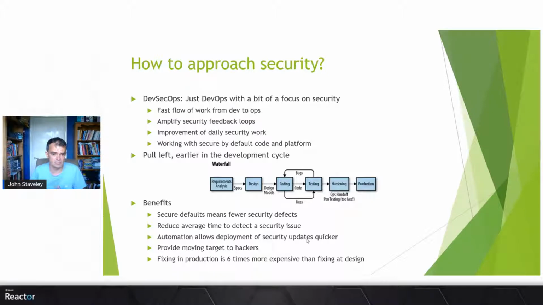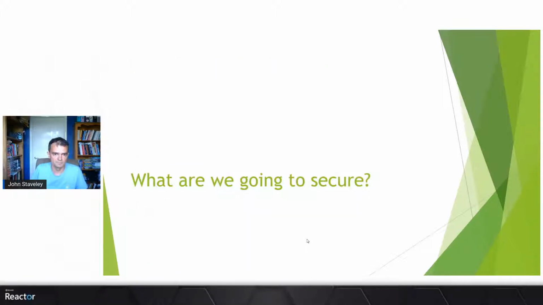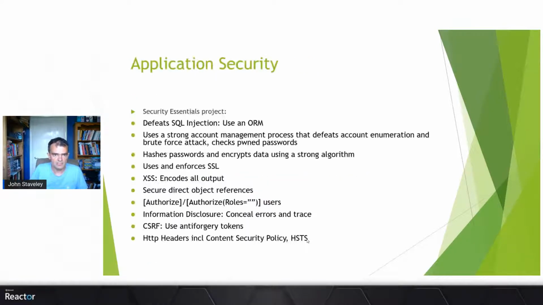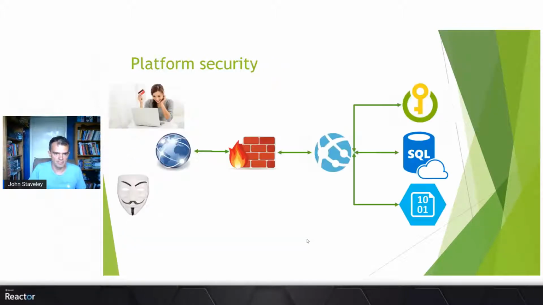And of course, there's the cost issue where fixing in production is 6 times more expensive than fixing at design. Let's fix it as early as possible. So what we're going to secure: a long time ago, I created an application, a project called the Security Essentials Project. It had your typical application security, OWASP top 10, defeats cross-site scripting, cross-site request forgeries, had secure headers, enforces SSL, and all of these kind of useful things for application security.